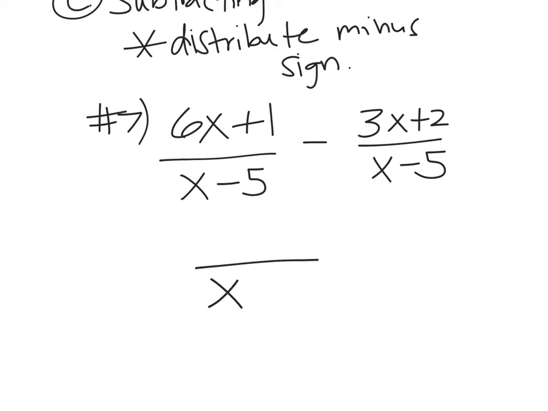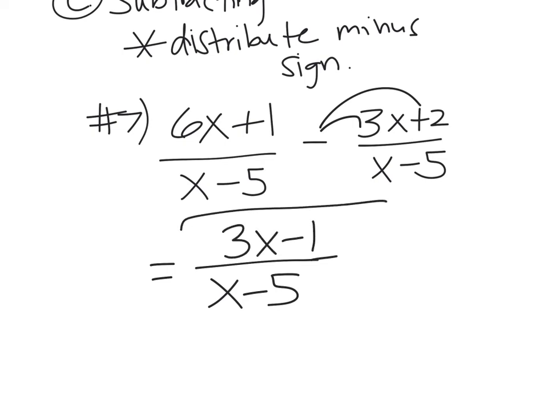So our common denominator is just going to go along, okay? We don't subtract common denominators. The common denominator stays the whole time, and we subtract the numerators. So it's 6x plus 1 minus 3x plus 2. 6x minus 3x is 3x, and 1 minus 2 is negative 1. And that would be your answer.